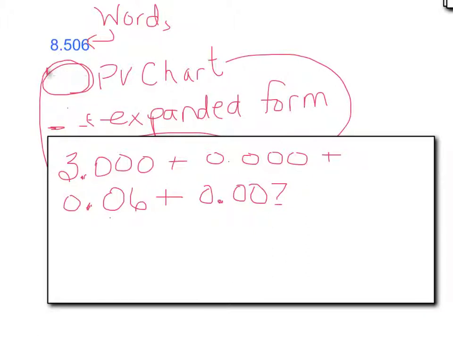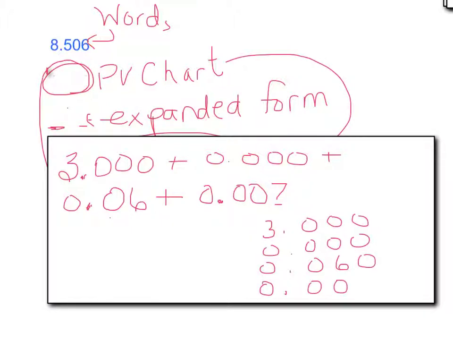It could be written up and down vertically like we've been doing as well. So 3.000, you could put those zeros in if you wanted. 0.06, and we could have that 0 on the end too if we wanted. 0.007. Key, we need to have that plus sign for all of those, and that's how we could write it in the up and down format there.